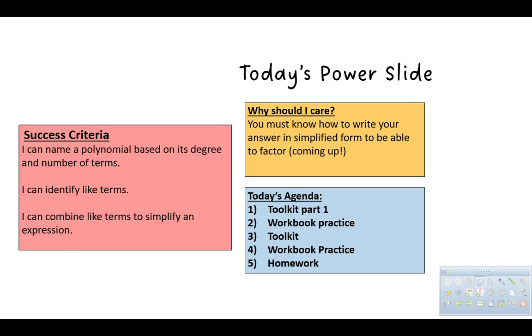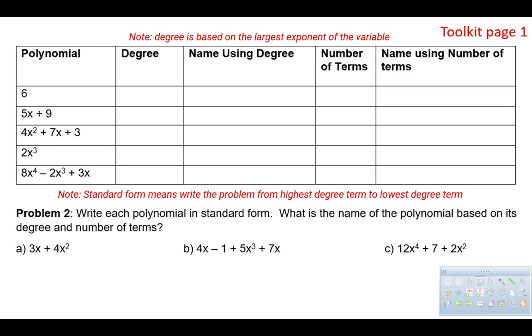So there are a lot of different ways that you can name polynomials. You name polynomials based on two things. You name them based on their degree and their number of terms, okay?